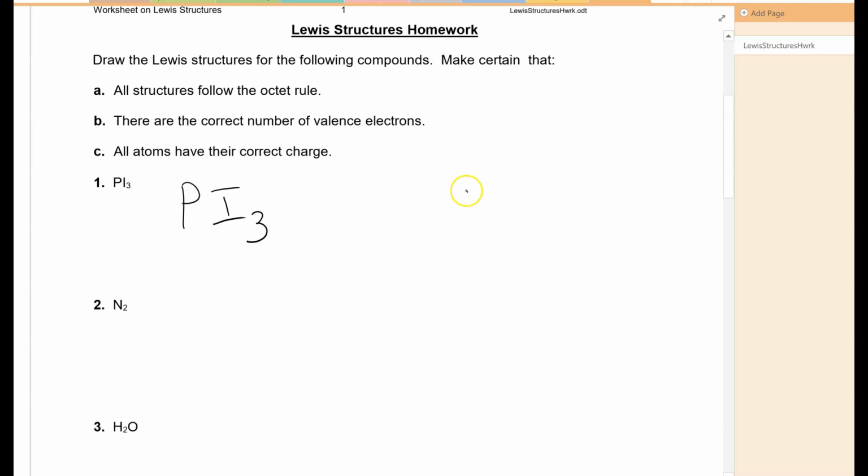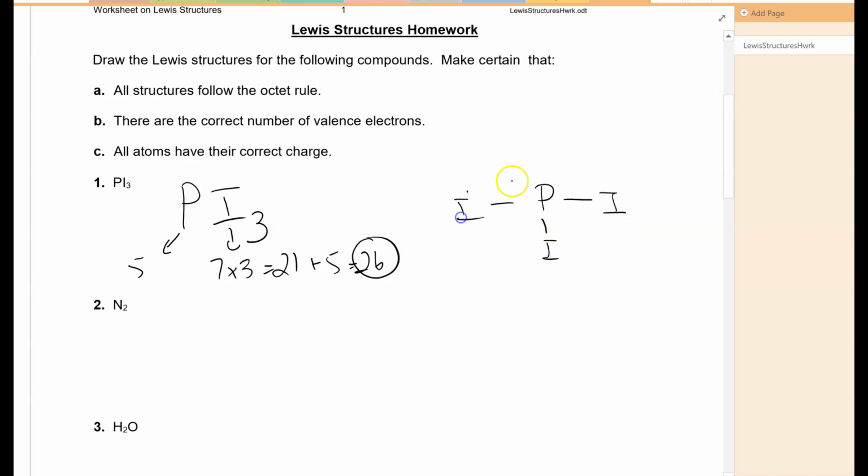So PI3, your phosphorus has 5, iodine has 7. 7 times 3, you have 21. So plus the 5, we have 26 electrons that we need to account for. So we're going to put phosphorus in the middle, 3 bonds because we have 3 iodine. And phosphorus is a group 15 element, so it wants the 3. So now I have 6 that I've used up, and I need to account for 20.